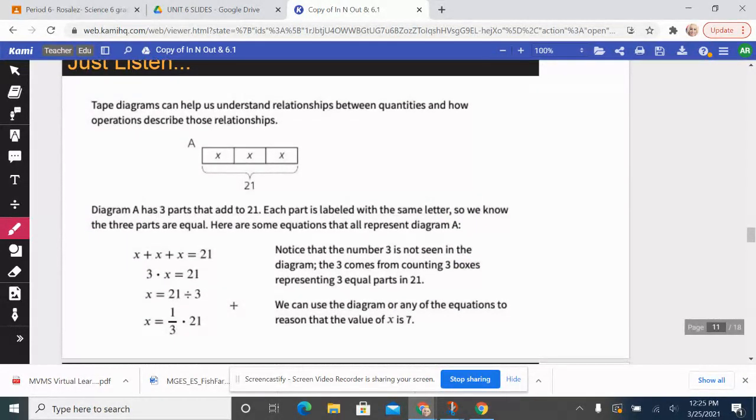So you're just listening. So this is a tape diagram, and it helps us understand the relationship of quantities. So this is diagram A. It has 3 parts that add to 21. So something plus something plus something make 21. Well, most of you are like, well, what I would do is I would do 21 divided by 3 parts makes something. That's how I meant to say that. I'm sorry. And that's what most of you would do. And you know that that something would be 7. That's what we're going to be doing today.